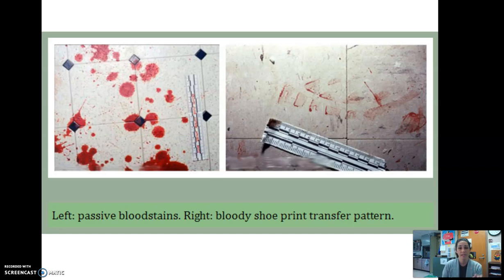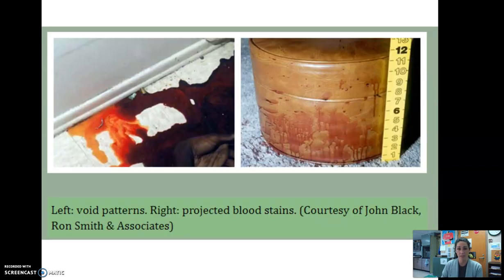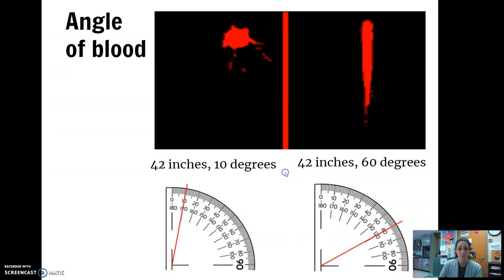We've got passive blood stains, so it looks like drips, and you can see they're pretty round in shape, versus a smear or a trail. You can see the footprint on the right. On the left, we've got void patterns. So it looks like there was an object here, right? Otherwise, why would there be no blood there? And then here it looks like stains and dripping, like it hit and then went down.